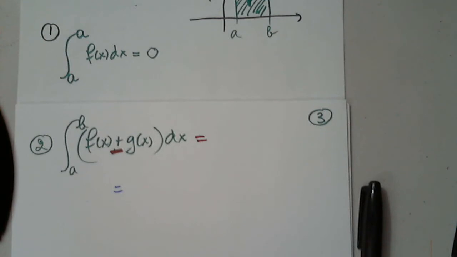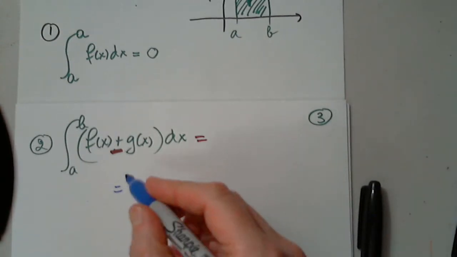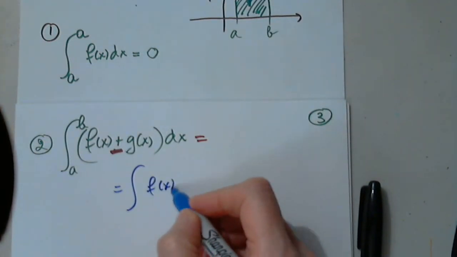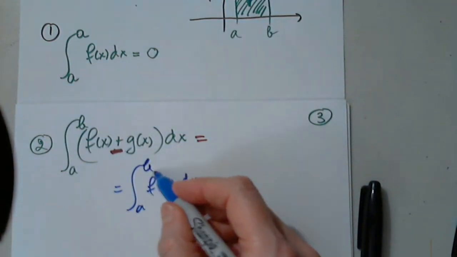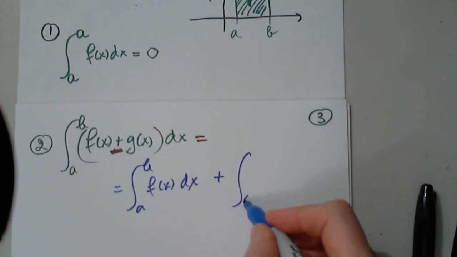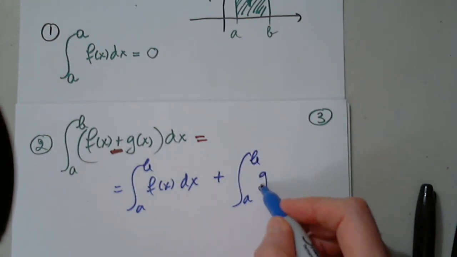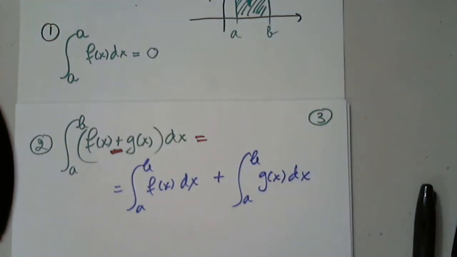Anyone? No one wants to give it a shot. Would it be the integral of f of x plus the integral of g of x? Very good. From a to b, very good. Plus the integral from a to b of g of x dx. And of course, if there is minus here, it will be minus here. Good. Awesome.